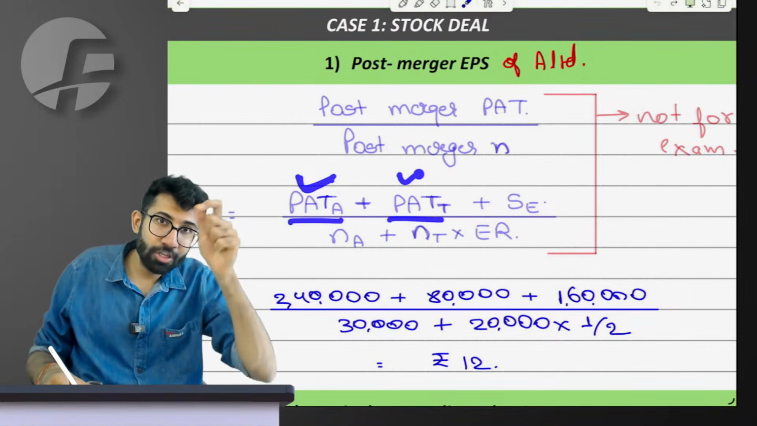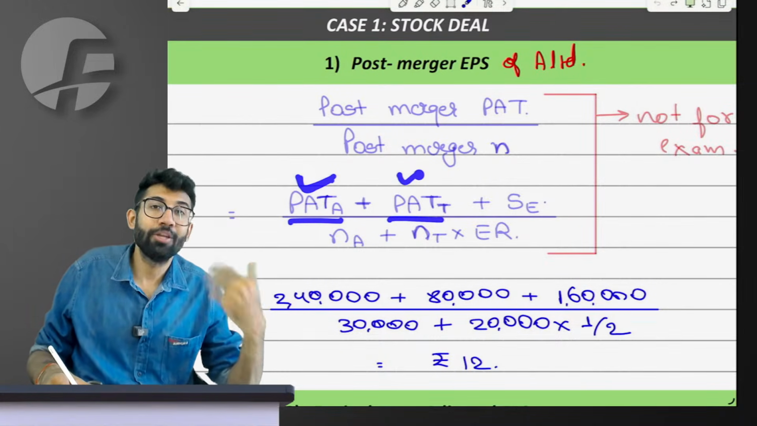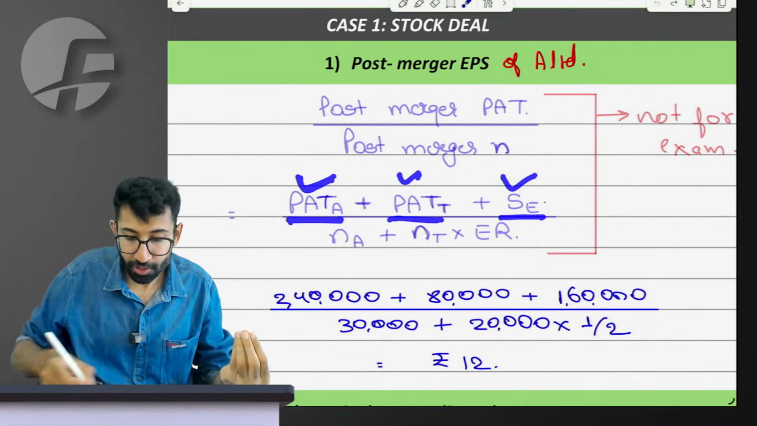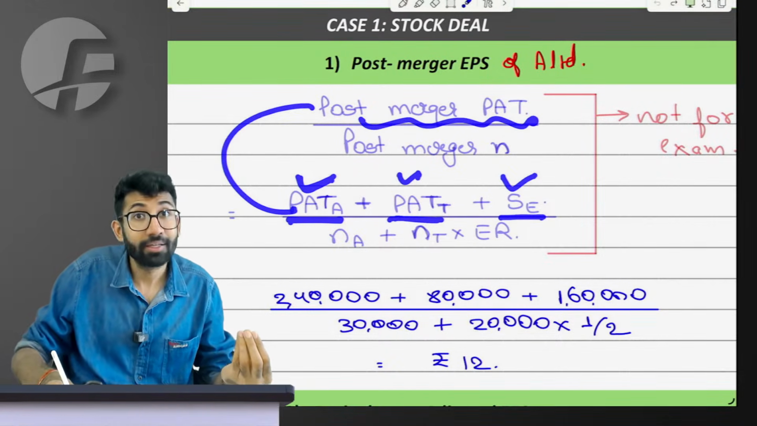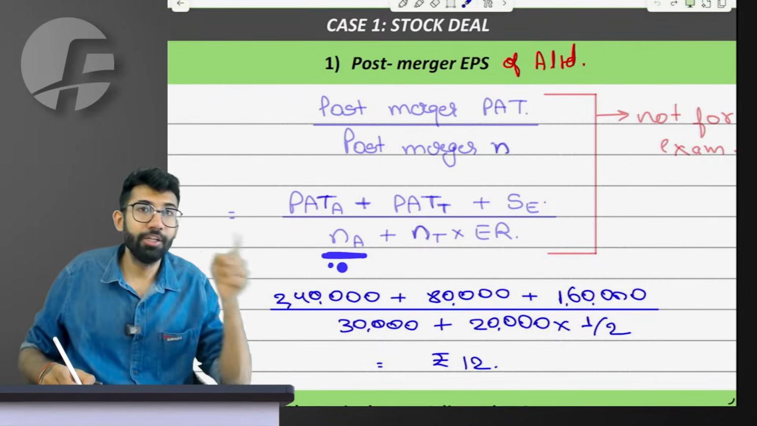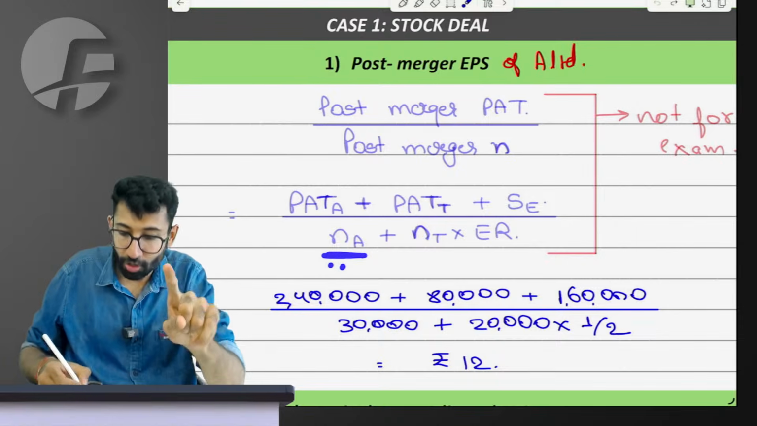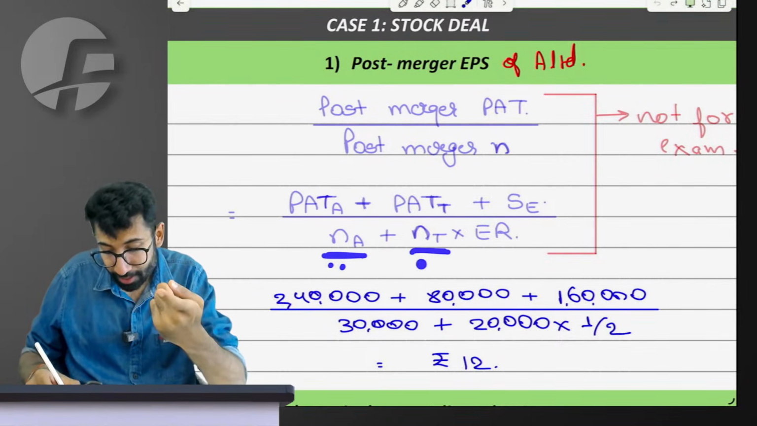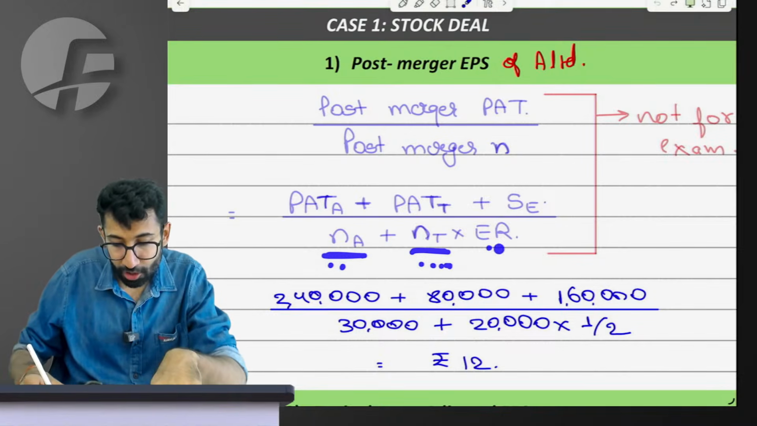And synergy also becomes mine, because when I acquire you, I will get the advantage of synergy. So my PAT plus your PAT plus the synergy in earnings is going to be the post-merger PAT, divided by my shares, which continue to remain as they are, but against your number of shares, calling it n number of shares of T Limited, there is an exchange ratio I'll have to give you.